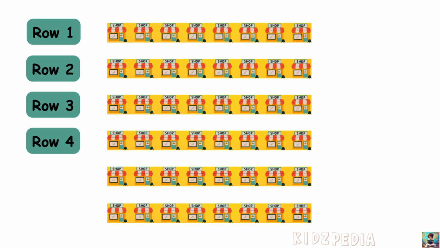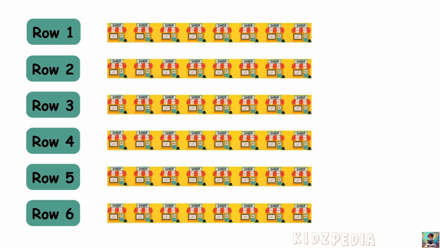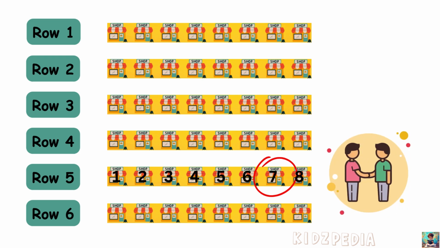Let's find the 5th row. The first row is closest to where you enter. So, let's count. 1, 2, 3, 4, 5. In that fifth row, count the shops one by one. 1, 2, 3, 4, 5, 6, 7. So, this is the 7th shop. That's exactly where you want to meet your friend at 6 p.m. So, this way, your friend can find the shop easily without getting lost.